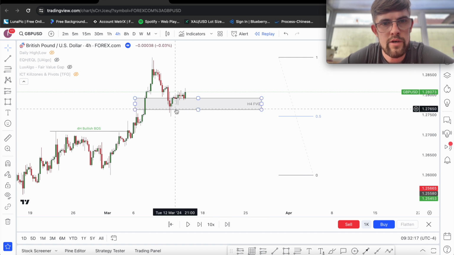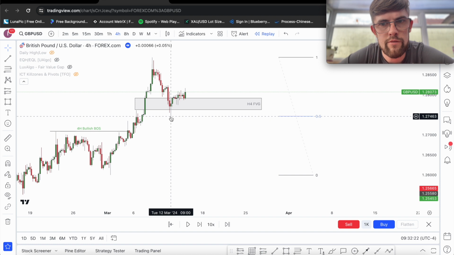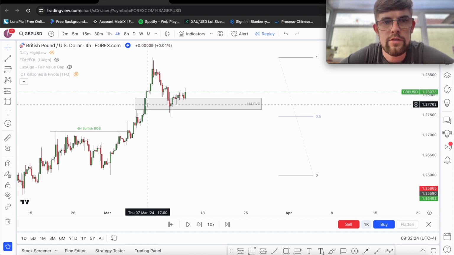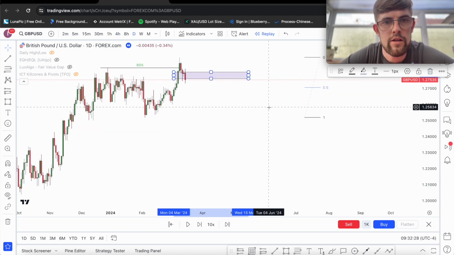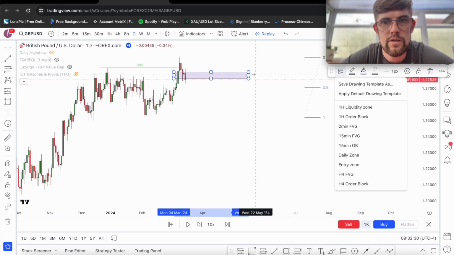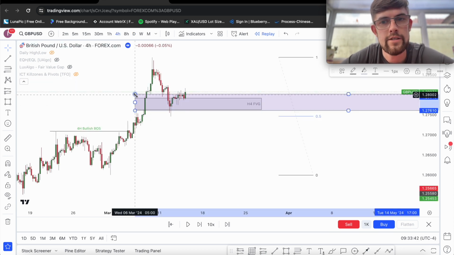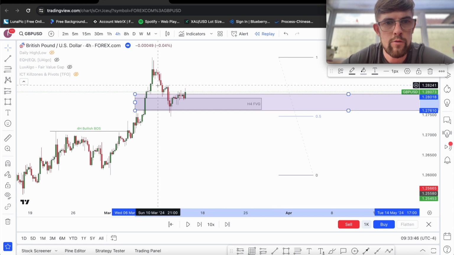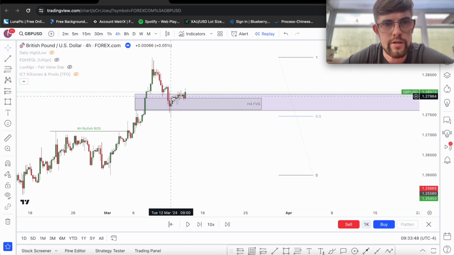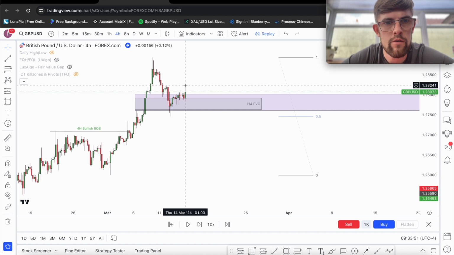Okay, so you can see we have a fair value gap here on the 4 hour, which we have seen a mitigation in the 0.5 region. And obviously this marries up with our daily fair value gap too, if I just change the visibility on that. Okay, so now you can see this larger area is the daily fair value gap. So there are a few confluences here to potentially go long.